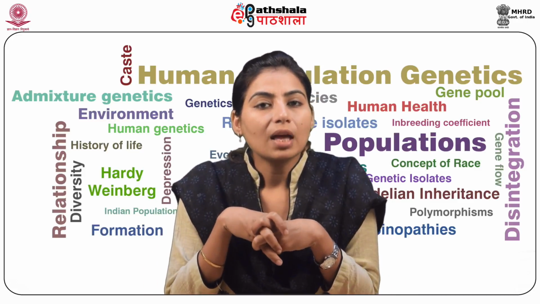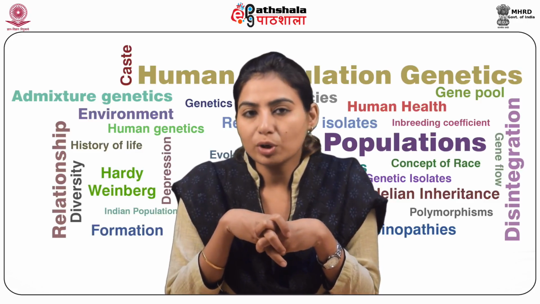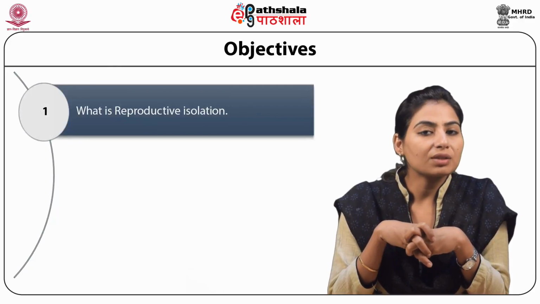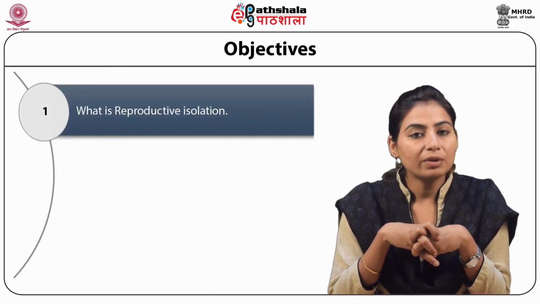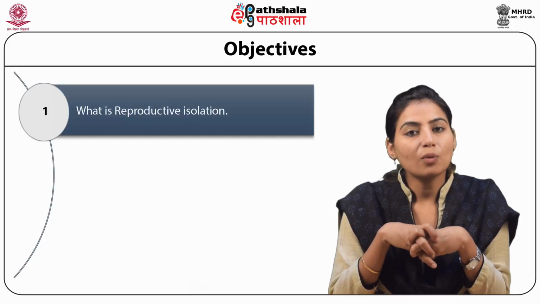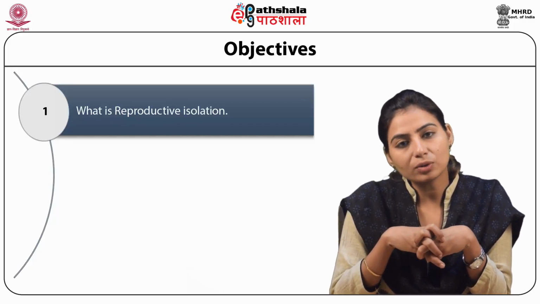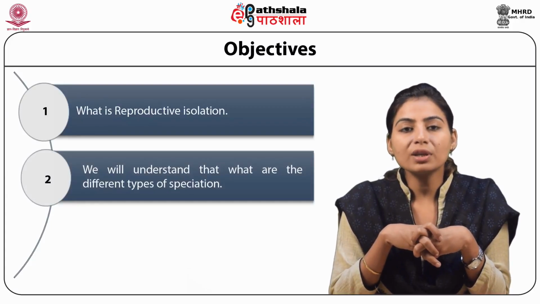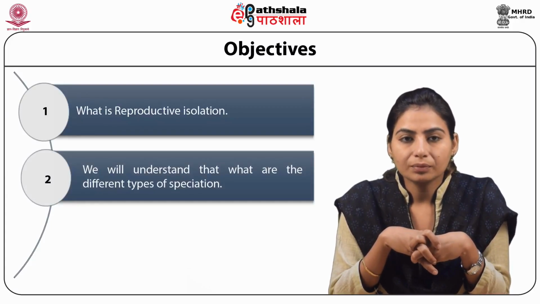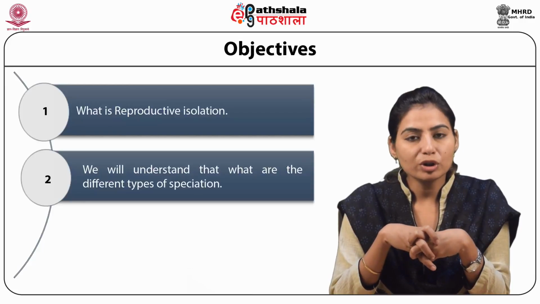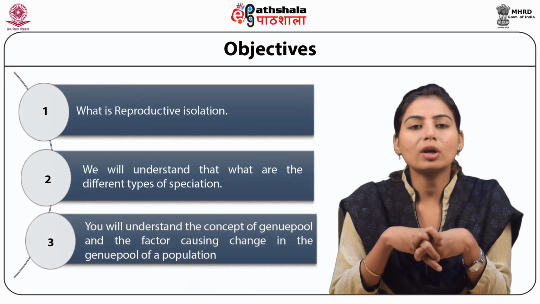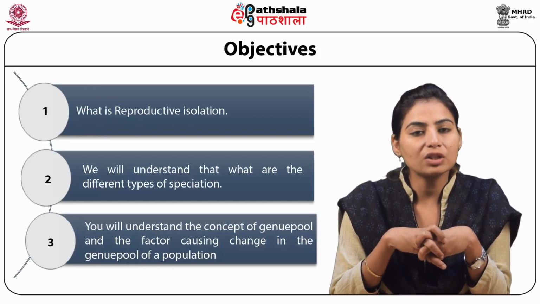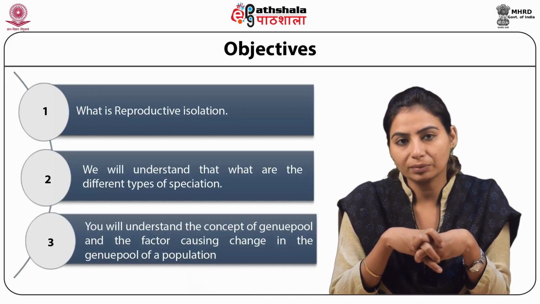So let's see what we are going to learn in this module. In this module, we will learn what reproductive isolation is. We will learn about the process which leads to reproductive isolation. We will understand the different types of speciation. By the end of this module, you will understand the concept of gene pool and the factors causing change in the gene pool of a population.